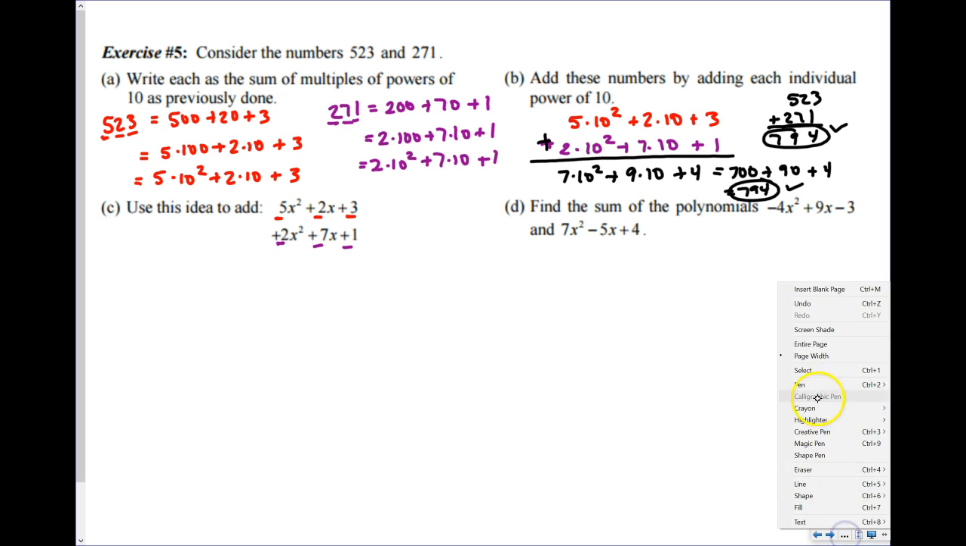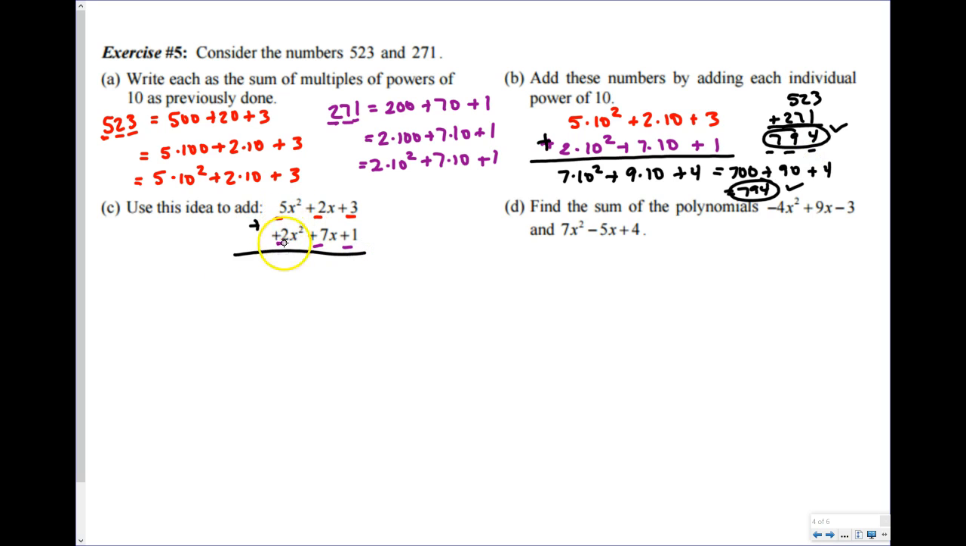Well, we're looking for an answer that has a 7, 9, and a 4. So when I add these two together, 5 plus 2 is 7x squared, plus add the coefficient 7 plus 2 to get 9x, and 3 plus 1 gives me 4. 7, 9, 4. The only difference is I can't combine the x's because they are not like terms. So I get a final answer of 7x squared plus 9x plus 4. None of those three things are like terms, so I cannot combine them.